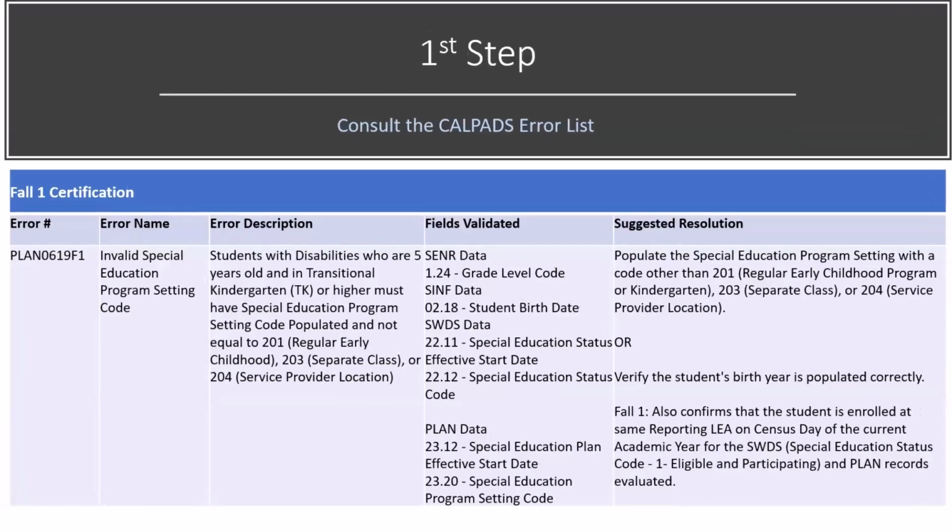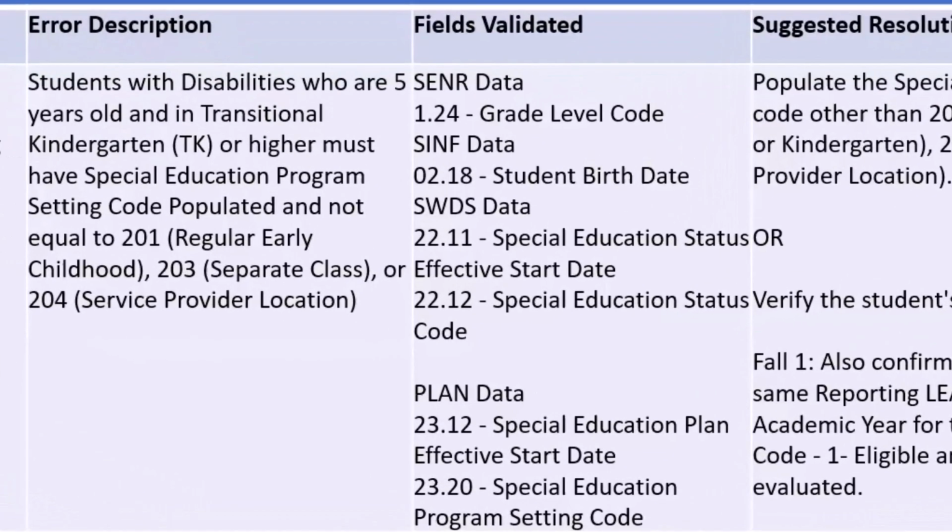So here we have the error description. Students with disabilities who are 5 years old and in transitional kindergarten or higher must have a special education program setting code populated and not equal to 201, 203, 204. That's regular early childhood, separate class, or service provider location as a program setting code.